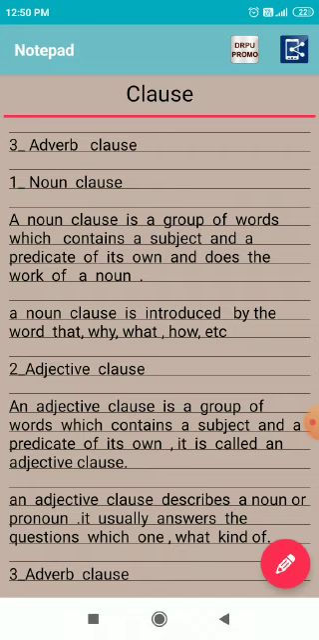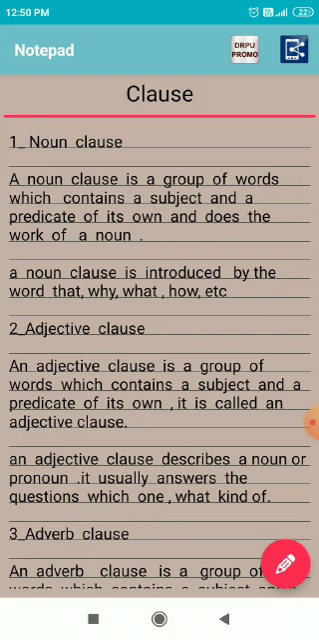Let's take an example. The umbrella which has a broken handle is mine. The cloth which he wore is very costly. In the sentence, the umbrella which has a broken handle is mine, which has a broken handle describes the umbrella and does the work of an adjective. This clause contains a subject and a predicate of its own.